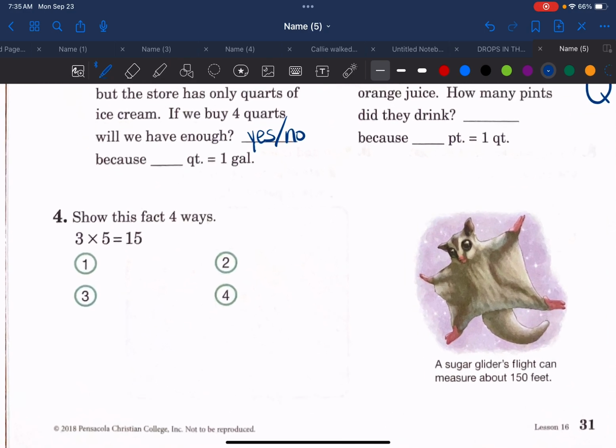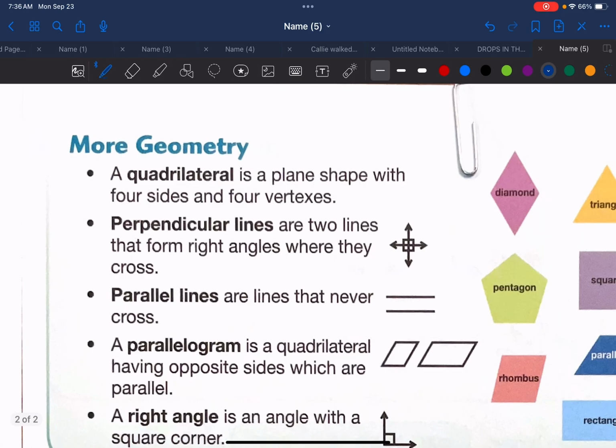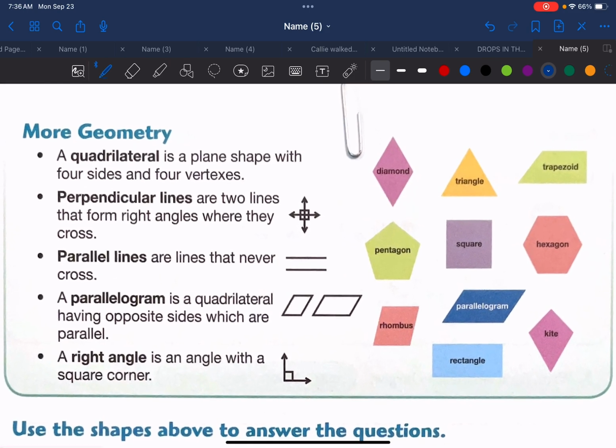Okay. Number 4, it says show this fact in 4 ways. So this is where you have a multiplication, and then an adding problem and an adding problem. Okay, so you do the 4 facts. We did this the last couple papers. All right, either pause the video to finish those or keep going by turning it to the back side and then come back and finish those.